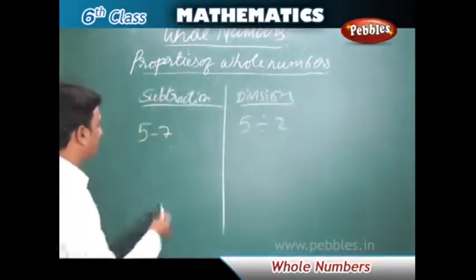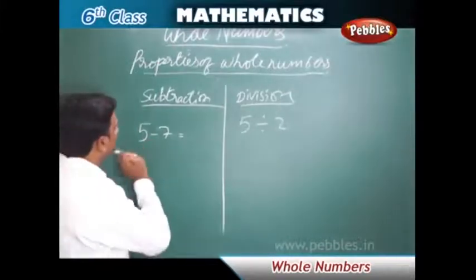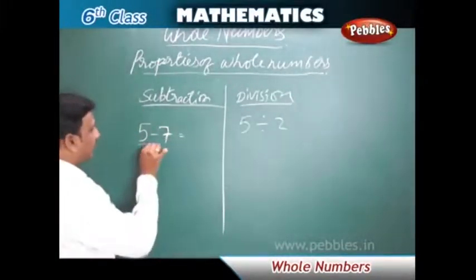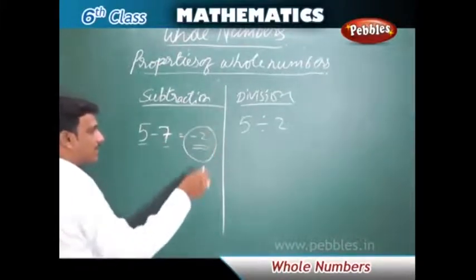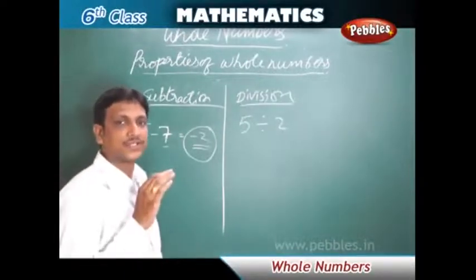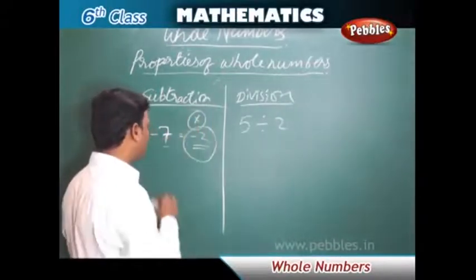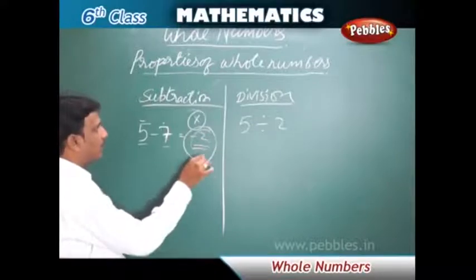Let us see subtraction here. 5 minus 7. From 5, if you remove 7, you will get minus 2. So these negative numbers are not whole numbers. Whole numbers are the collection of natural numbers and 0. So this is not a whole number. So a whole number minus a whole number may not become a whole number.